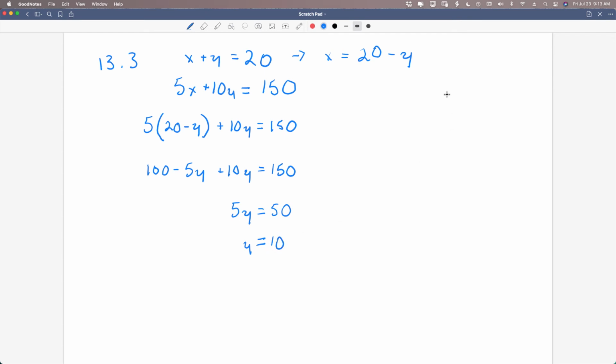So let's sub that in up here. X is equal to 20 minus 10. So x is equal to 10 as well. And if you look up here, 10 plus 10 does equal 20. So our answer is correct. And our result is going to be 10 for x and 10 for y. And that's our final answer.